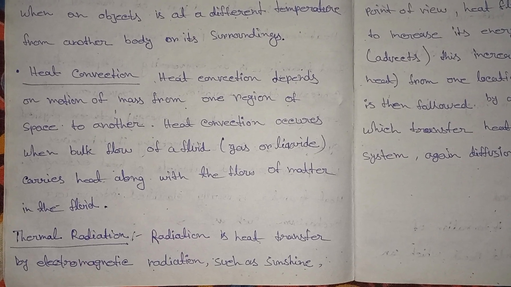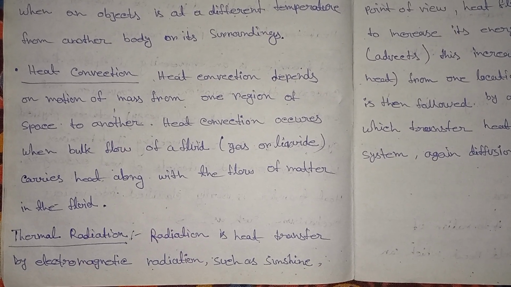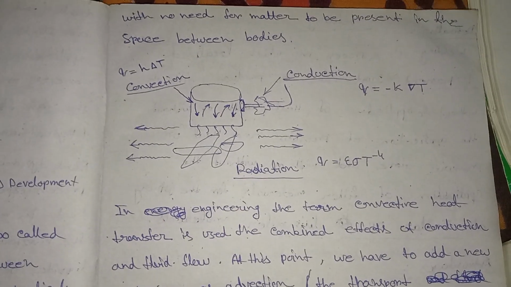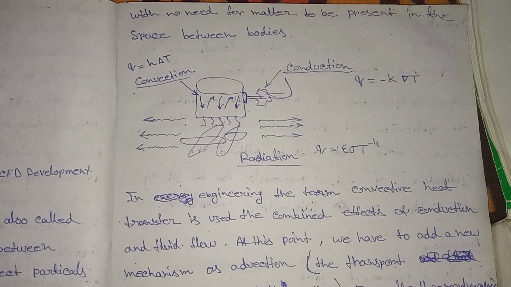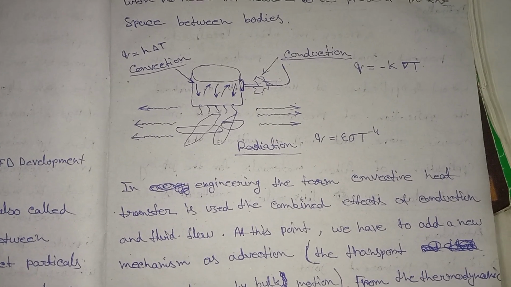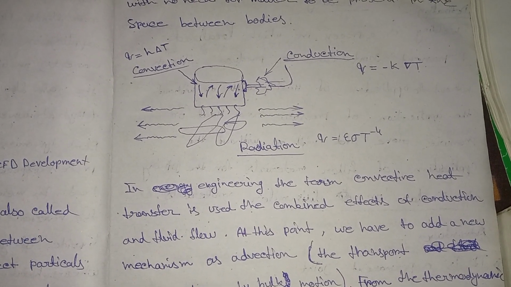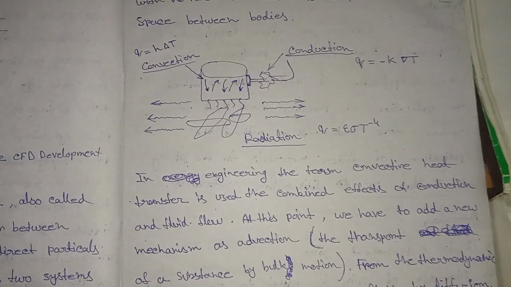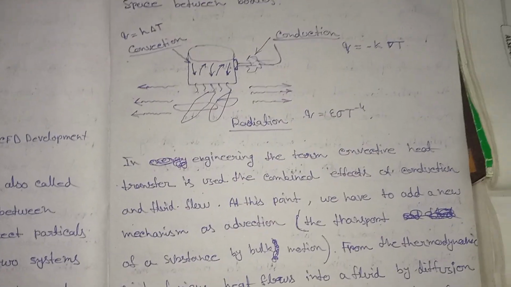Thermal radiation. Radiation is heat transfer by electromagnetic radiation such as sunshine, with no need for matter to be present in the space between bodies. এখানে হচ্ছে Q is equal to h delta T: convection, radiation, conduction.